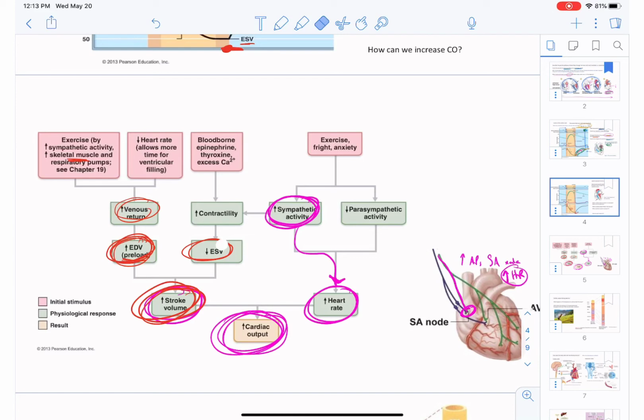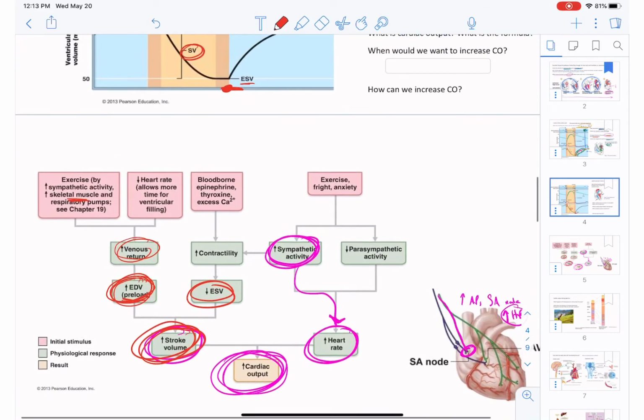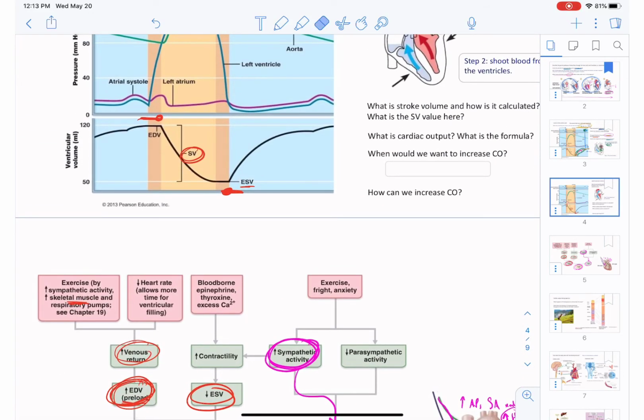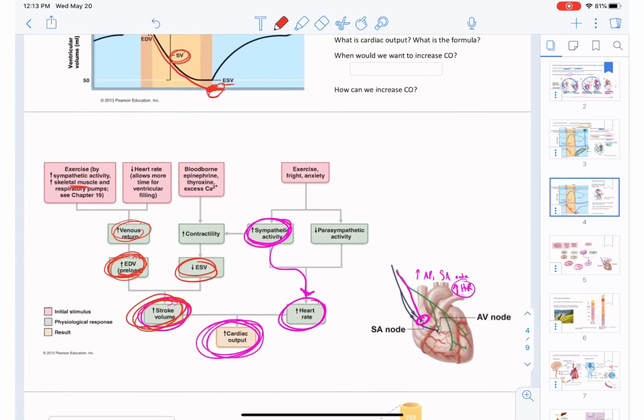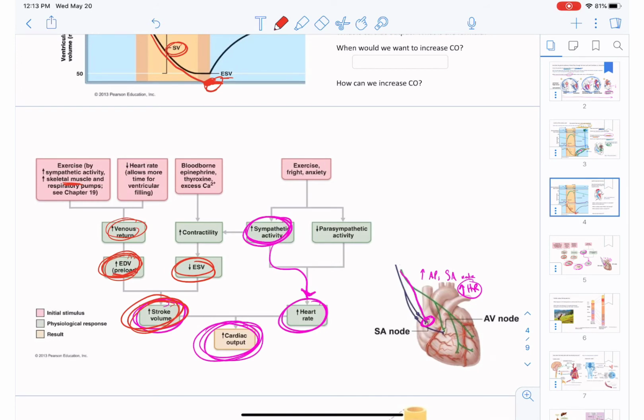But let's focus on how you decrease the ESV. How do you eject more blood from the heart with each heartbeat? Well, what you do is you cause the ventricles to contract more forcefully, and that's called increased contractility. And the sympathetic nervous system can do that.